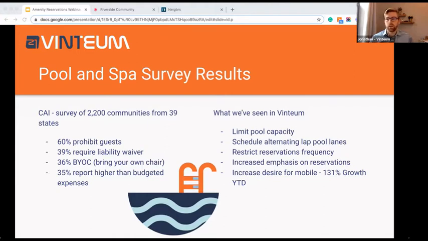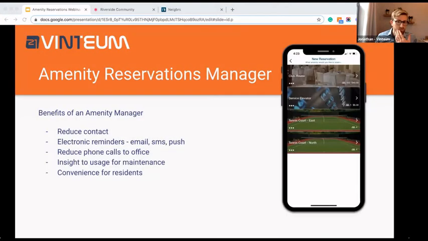So next, we're going to go ahead and jump into what an amenity reservation manager is, and what some of the benefits are. So immediately, some of the things is reduced contact. You don't have to go to the office to register. We've got electronic reminders, whether that be an email, a text message, or SMS, or a push notification. We do have an iPhone and Android application, which could help with those. It's going to reduce phone calls to the office, right? Freeing up time for management, freeing up time for office administrators.